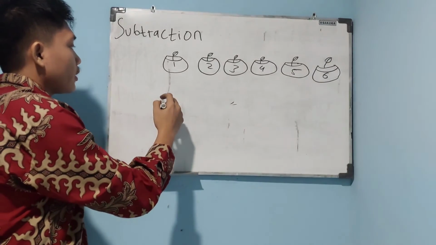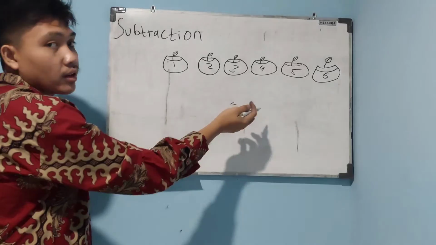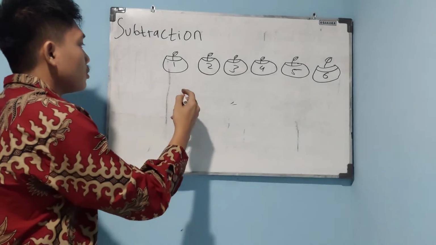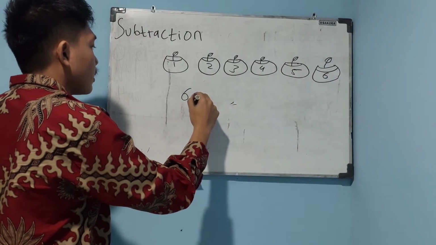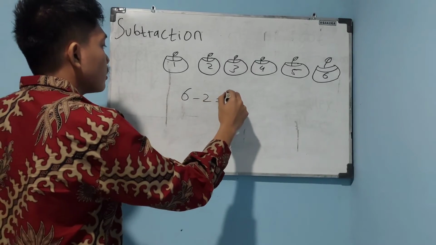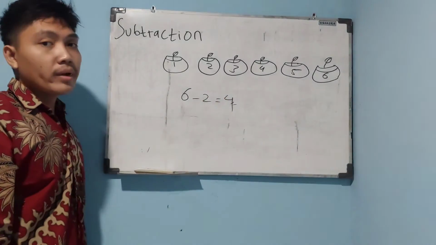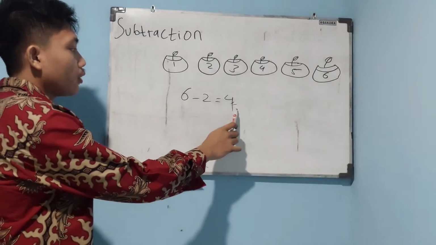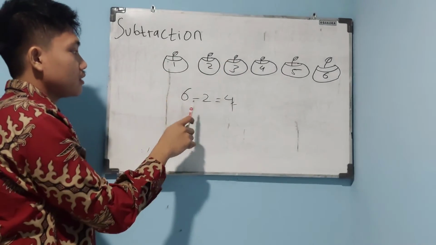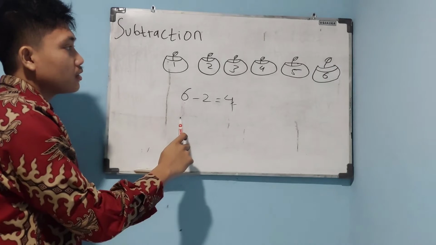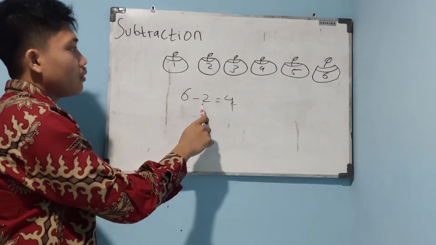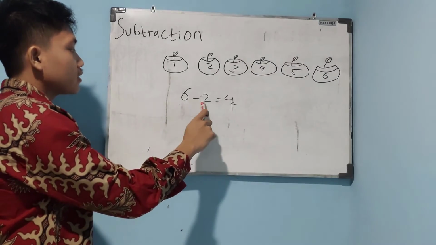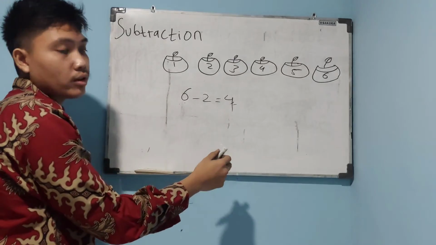For example, I have 6 oranges and my father wants 2. So 6 oranges minus 2 equals 4. How many oranges now? Yes, the oranges become 4, because all the oranges were 6, but my father took 2. So 6 minus 2 equals 4. The oranges become 4.